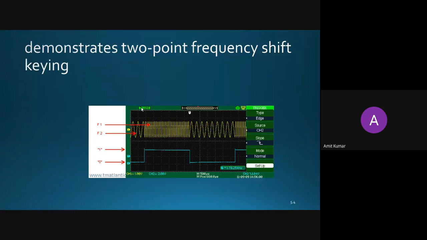Here you can see the 1 will be represented by higher frequency and 0 will be represented by lower frequency. It may depend which level you are representing with higher frequency and which level you are representing with lower frequency. It doesn't mean that every time the lower frequency will be represented by the higher amplitude. It may vary from company to company.